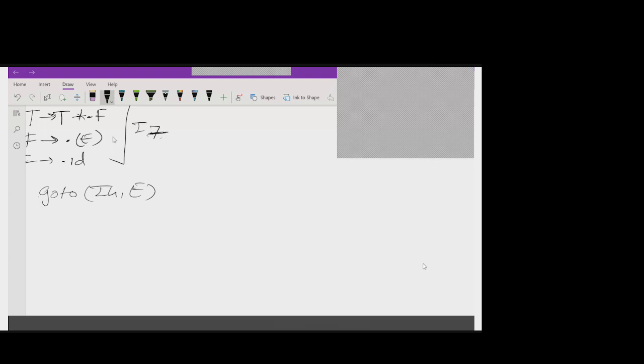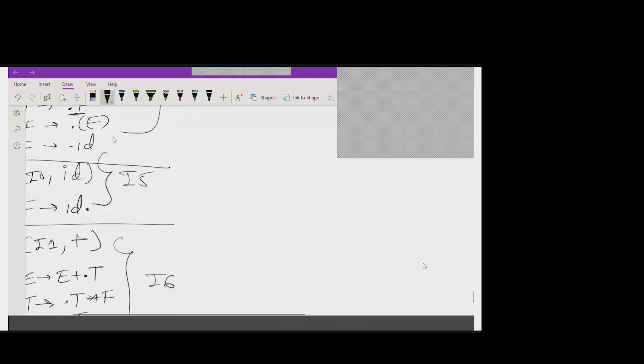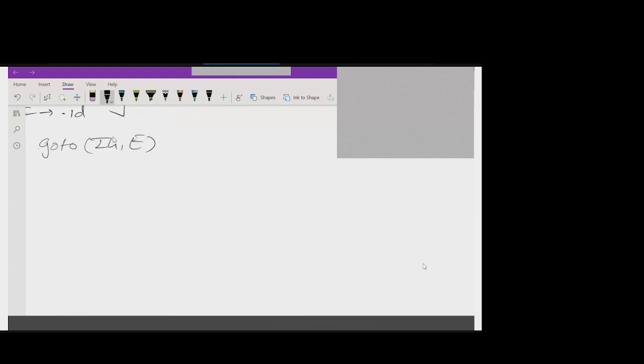तो यहाँ पे आपका डॉट के पीछे जो E है वो कौन कौन से प्रोडक्शन में है? एक ये प्रोडक्शन में है और एक ये प्रोडक्शन, ठीक है? तो आपका दोनों E मूव होगा, so it will be what? F gives dot E, डॉट यहाँ से यहाँ मूव हुआ, and the next is E gives E dot plus T, and this will be considered as your I8 production. Till now, is it clear?